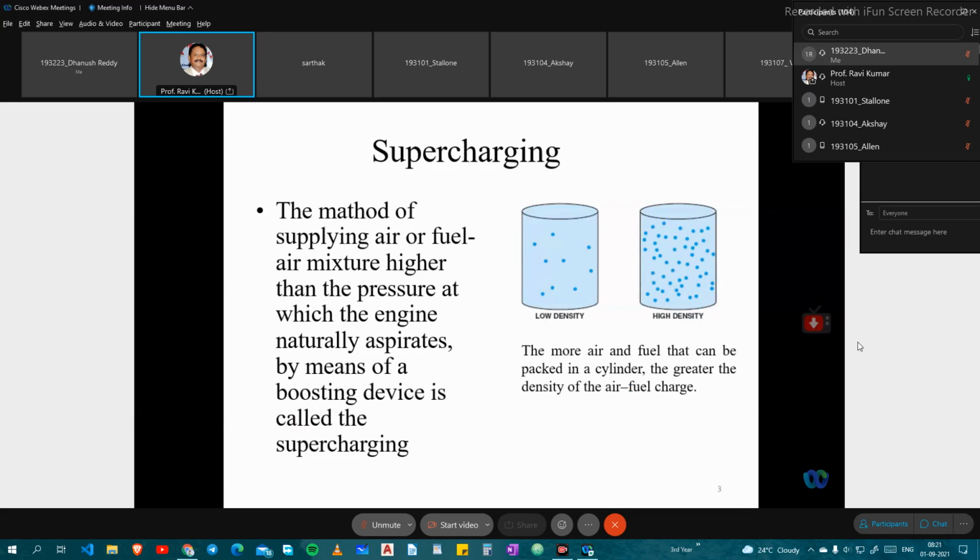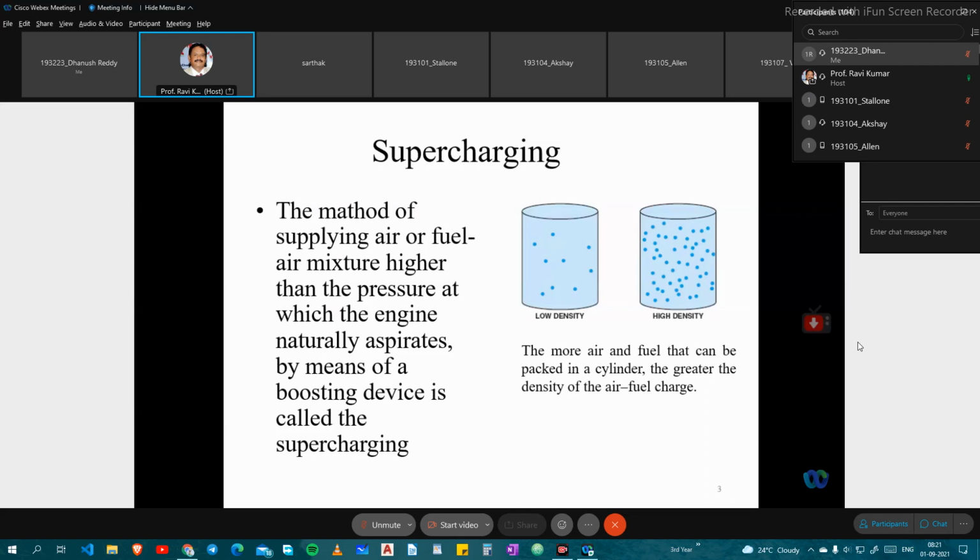The method of supplying an air or fuel-air mixture at a pressure higher than that at which the engine naturally aspirates, by means of a boosting device, is called supercharging. If you connect the supercharging device, automatically your engine will get a boost in pressure, temperature, density and mass flow rate, and you are going to get good combustion.